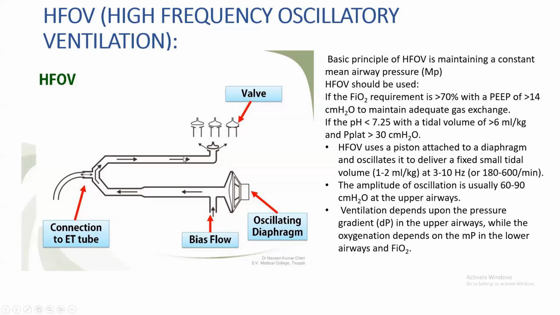It has a piston attached to a diaphragm that oscillates to deliver a fixed amount of small tidal volumes, that is 1 to 2 ml per kg, at a frequency of 3 to 10 hertz. The amplitude of this oscillation is usually around 60 to 90 centimeters of water at the upper airways. The ventilation depends upon the pressure gradient in the upper airways, while the oxygenation depends upon the mean pressure in the lower airways and FiO2. The mean pressure is usually more than 3 to 4 centimeters of water in the lower airways and of the lungs.